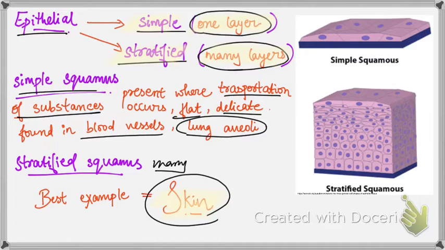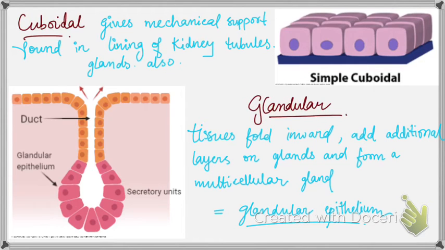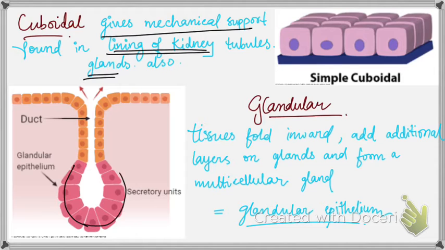Now cuboidal epithelium. This tissue mostly gives mechanical support, and the best examples of where it is present are the lining of kidney tubules and glands. In some conditions, this cuboidal epithelium folds inwards and forms a multicellular gland, like additional layers added onto the glands to secrete substances. In this condition it forms a multicellular gland, and therefore it is called glandular epithelium.